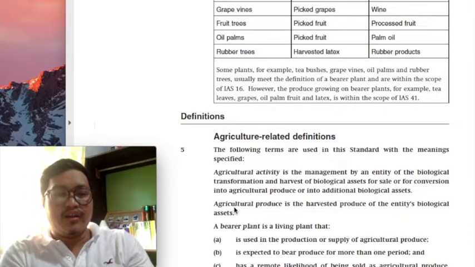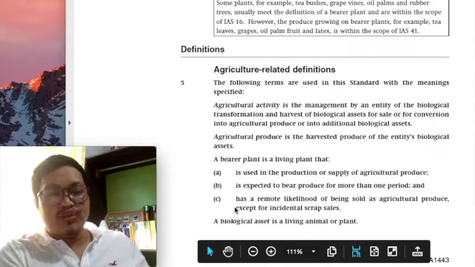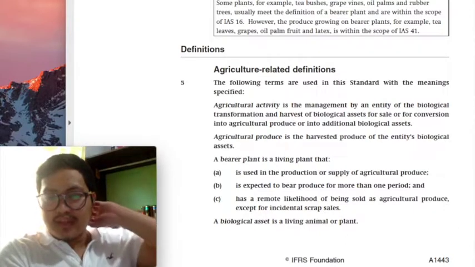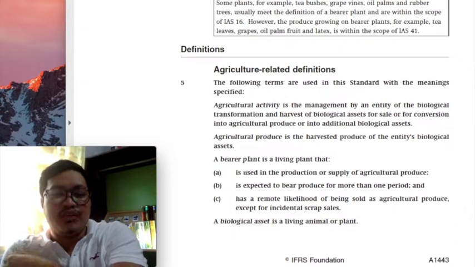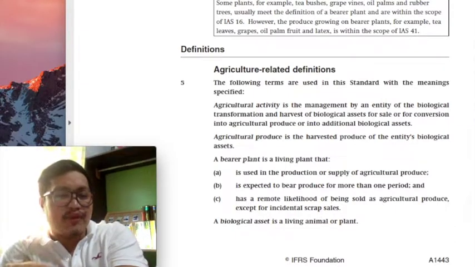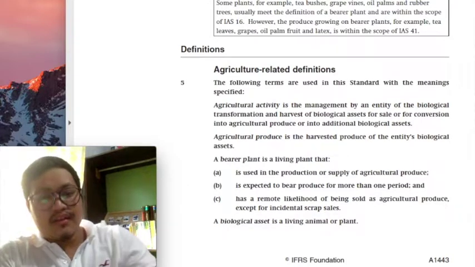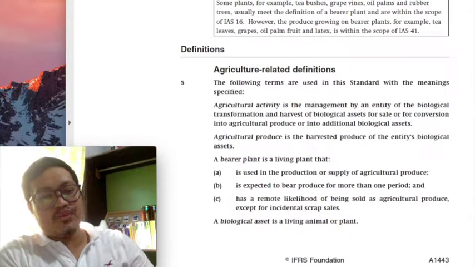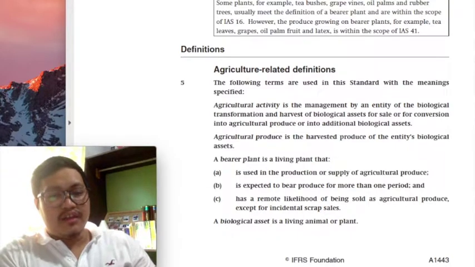Now here we're again given the definition of a bearer plant, class. A bearer plant is used in production or supply of agricultural produce, is expected to bear produce for more than one period, and has a remote likelihood of being sold as agricultural produce, except for incidental scrap sales. From this definition alone, class, we can say that this would fall under PPE because it is going to be used in production or supply of goods. Of course, a biological asset would either be a living animal or a plant.